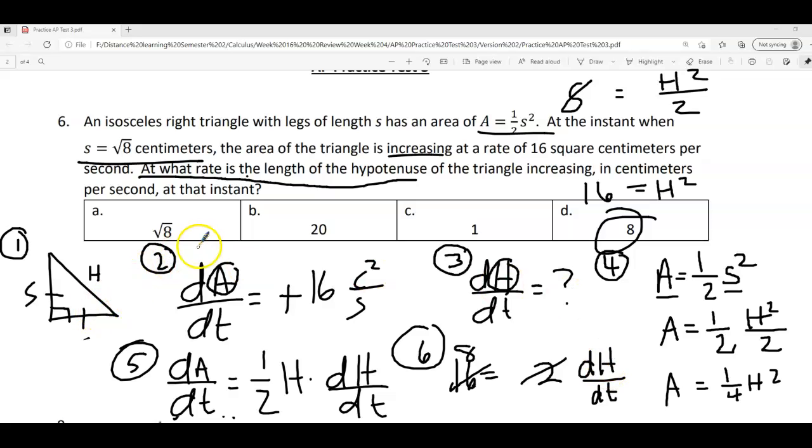So step 1, draw a picture. Step 2, identify the given rate. Step 3, identify the rate you want. Step 4, create a formula that connects the variables you care about. Step 5, take the derivative of that formula. Step 6, plug in everything you possibly can, and then solve for the one thing you're looking for. Let's go ahead and move on to number 7.